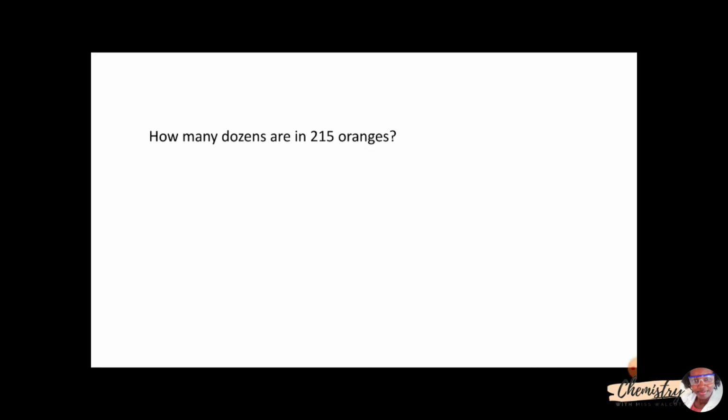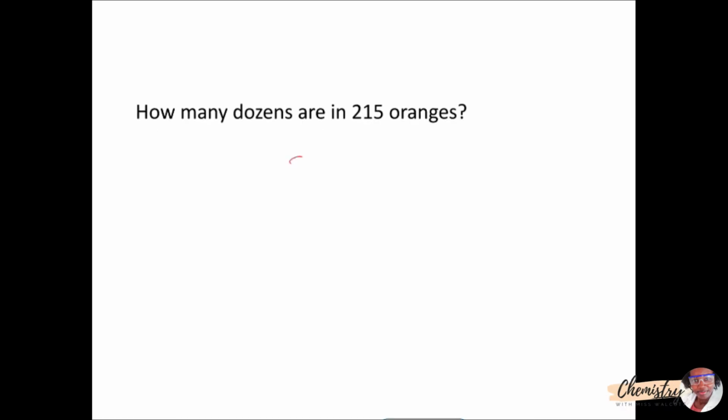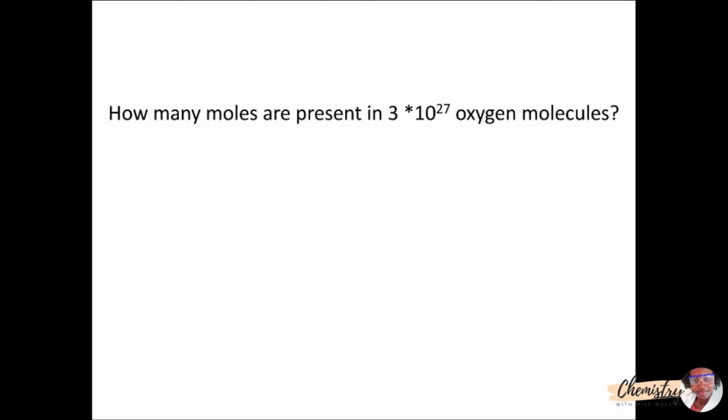If we had 215 oranges and wanted to know how many dozens we had, we would simply divide by 12. 12 goes into 215 17.9 times, which means we have 17.9 dozens. If I said we had 215 bananas, nothing changes. Doesn't matter if we're talking about oranges, bananas, or apples. 12 goes into 215 17.9 times.